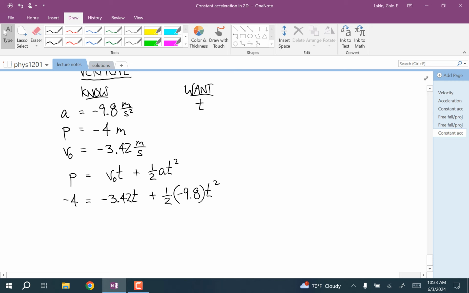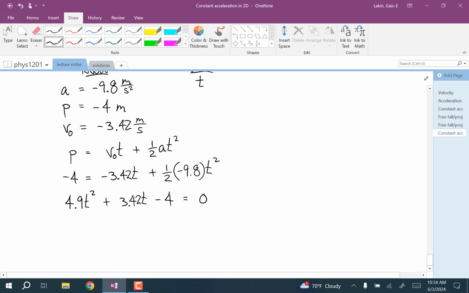And if I rearrange that, I can do it as 4.9 t squared plus 3.42 t minus 4 is equal to 0. That's a quadratic equation, so use the quadratic formula and you get that t is either negative 1.32, which we know it can't be because we are not using negative times, or positive 0.62 seconds, and that's the one that we want.